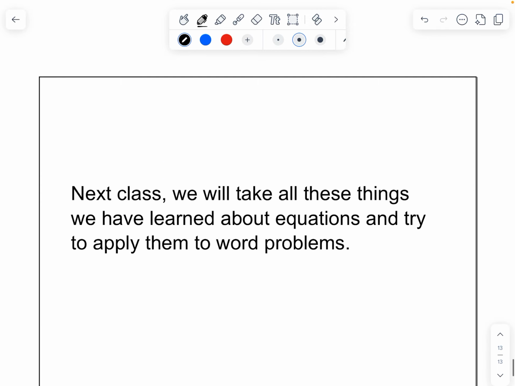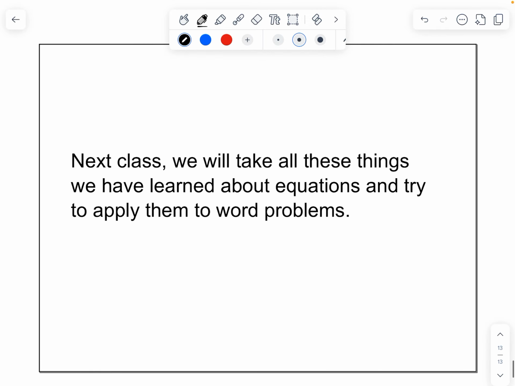Next time we're going to take all these skills, all the things that we've learned in 1.1, and we're going to try and apply them in 1.2 to some word problems.